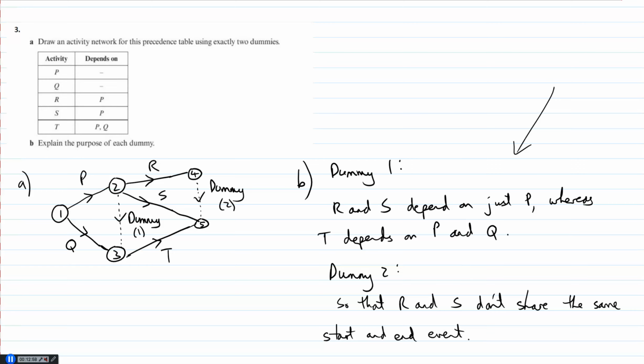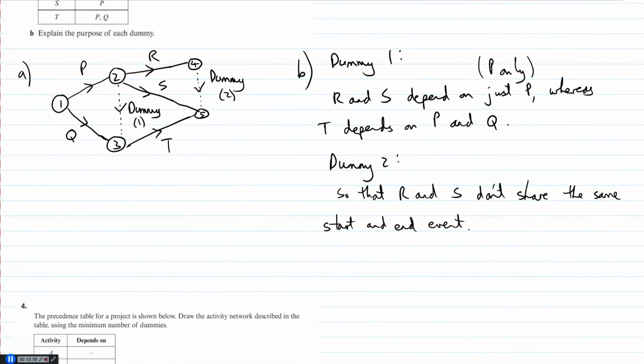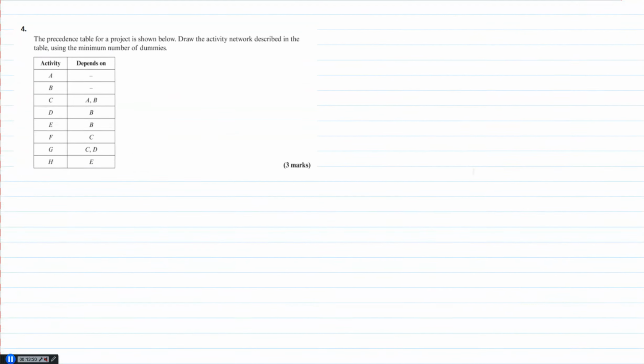So R and S depend on just P, or P only. You could write P only there if you wanted to. Whereas T depends on P and Q, that's the point of the first dummy, to show that T has to have both, but R and S can only have P. And the second one is just so that we don't share the same start and end events. So if you just learn those two set phrases, if they ask that question in your exam, then you're hopefully sorted. And one more to do, number 4, this is a little bit longer, using the minimum number of dummies.